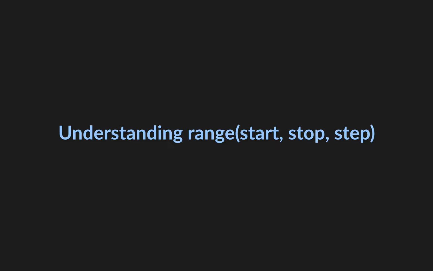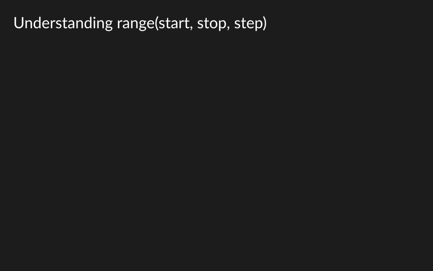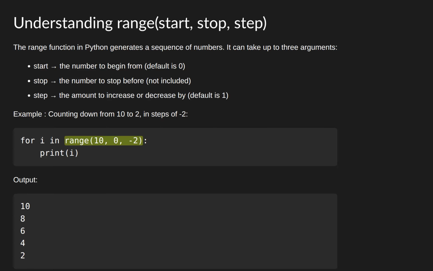Understanding range: start, stop, step. The range function in Python generates a sequence of numbers. It can accept up to 3 arguments: a starting value, an ending value, and an optional step.